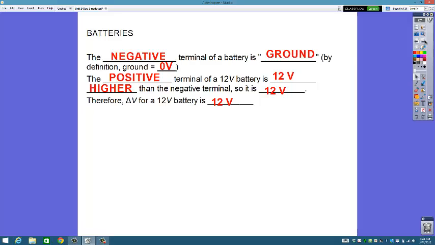A battery, specifically, is made up of two different terminals, a positive and a negative. The negative terminal of a battery is actually the ground, because it has a 0 voltage. The positive terminal of the battery is whatever it says on there. So if you look at the AAA batteries that are in your calculator, they're going to tell you a certain voltage, like 1.5. That would actually be the voltage on the positive.